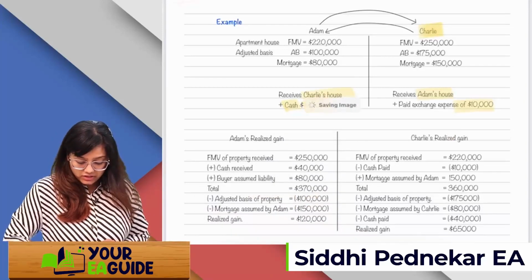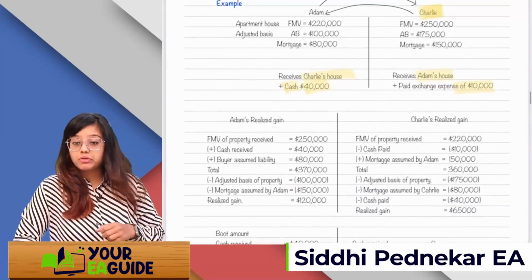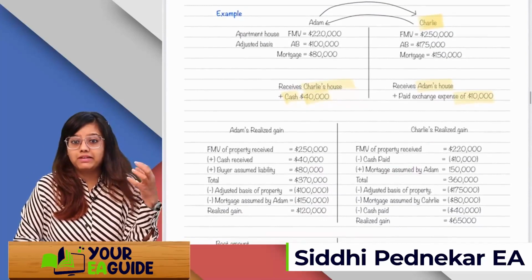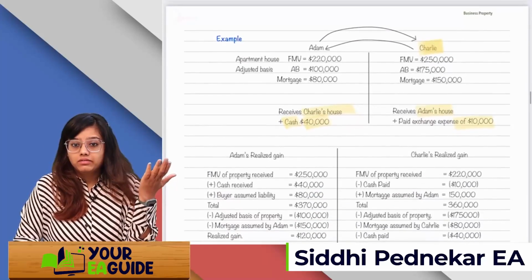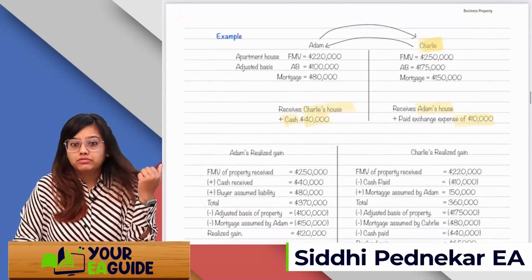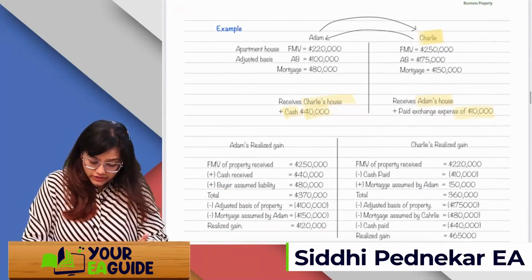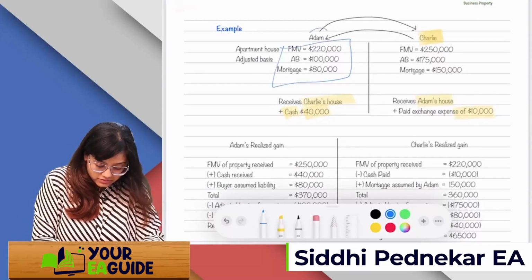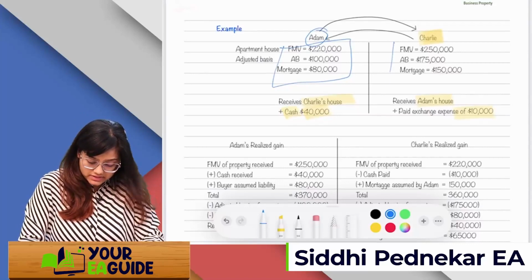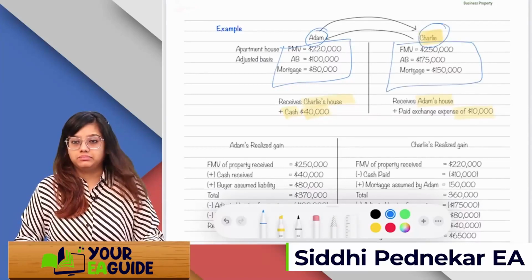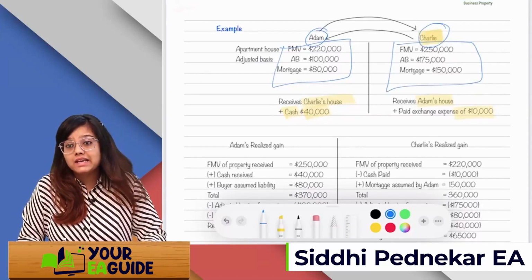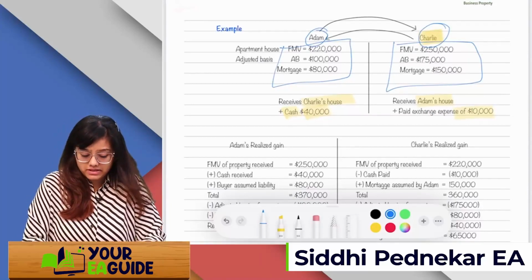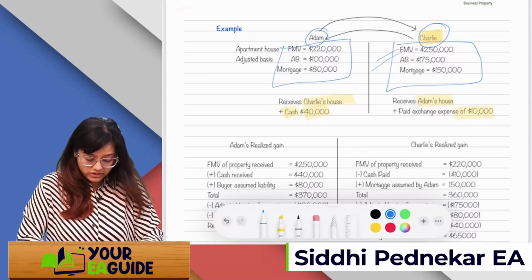Here we have done it from the point of view of Adam and from the point of view of Charlie. For Adam, what will you take? The FMV of the property received. What you are receiving, take the FMV of that property for Adam. Wait, there's one confusion here. These are the things which Adam is giving up. These are the things which Charlie is giving up. So Charlie is giving up the property which has the FMV. So what is Adam receiving? Adam is receiving these things, so let's calculate it.